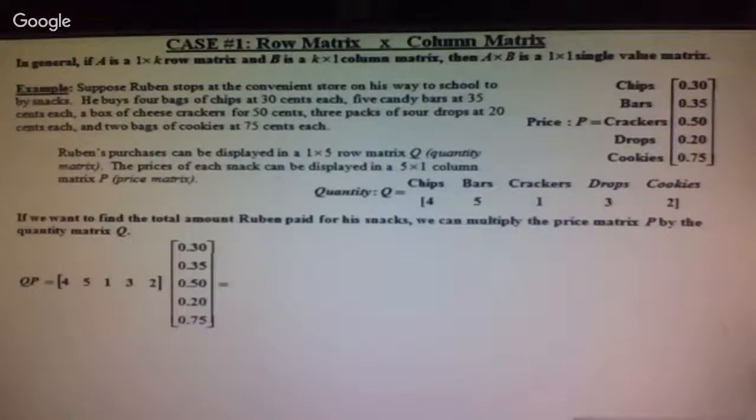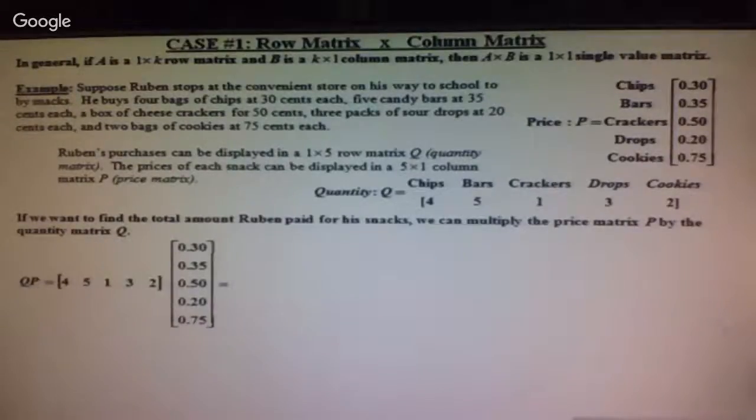Multiplication is a little bit different. If you take a look at this one, it says, Reuben stops at a convenience store on his way to school to buy snacks. He buys 4 bags of chips, they're 30 cents each. 5 candy bars, they're 35 cents each. A box of cheese crackers for 50 cents. 3 packs of sour drops at 20 cents each. And 2 bags of cookies at 75 cents each. He's got a long day at school. He's got to have all these snacks. We're not talking about that.